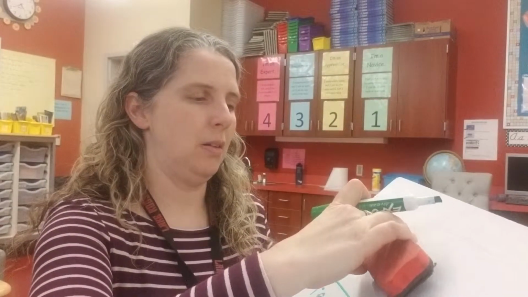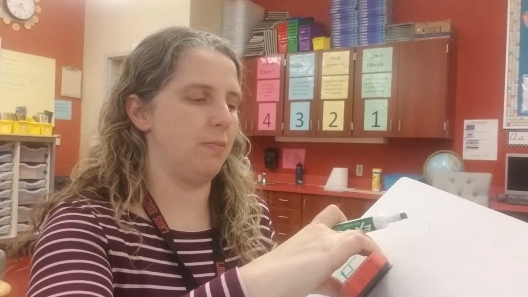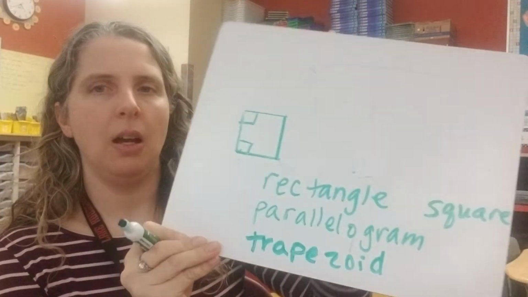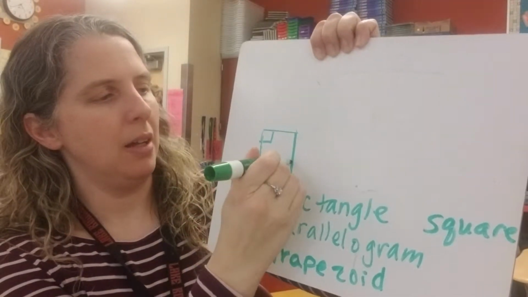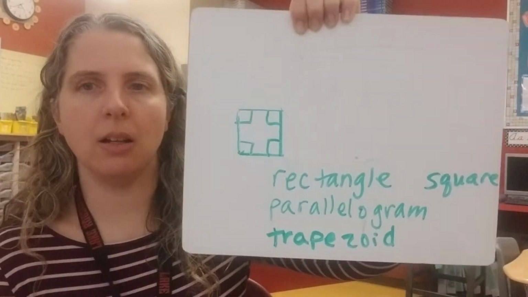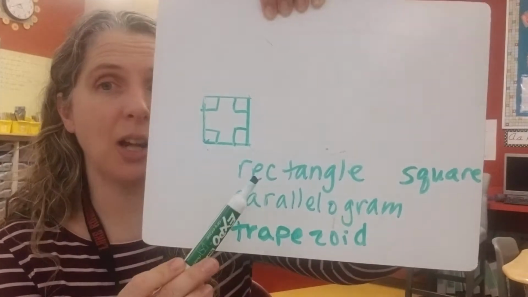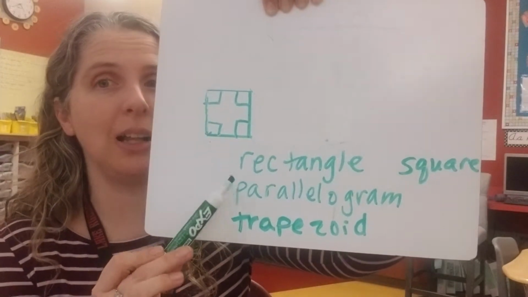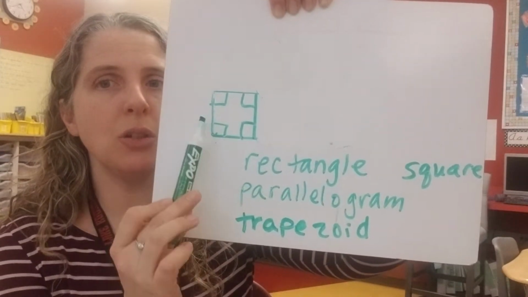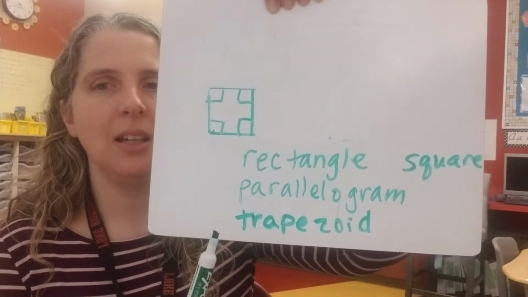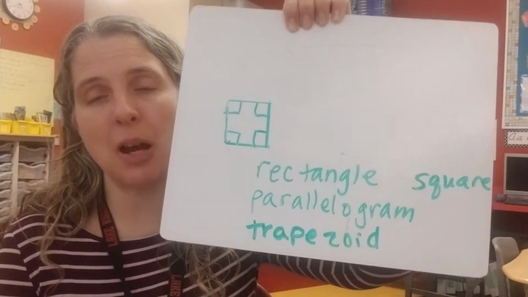I'm going to erase all my extras, which it doesn't really matter if you erase or not. And then what else do I need to add? My right angles. And that is a square, which is a special kind of rectangle, which is also a parallelogram because it has 2 sets of parallel lines, and it's a trapezoid, a special trapezoid because trapezoids have at least 1 set of parallel lines.